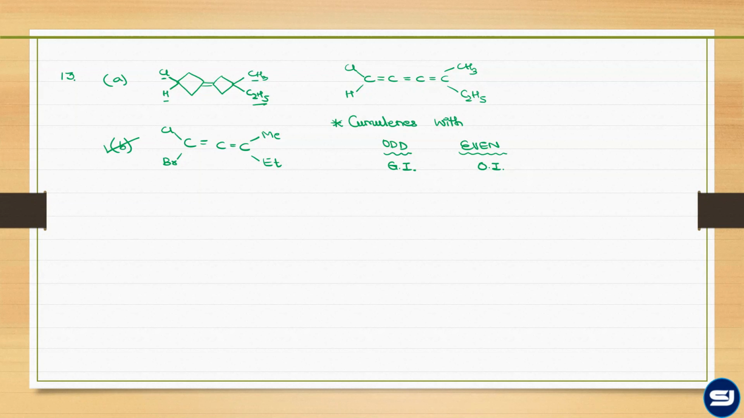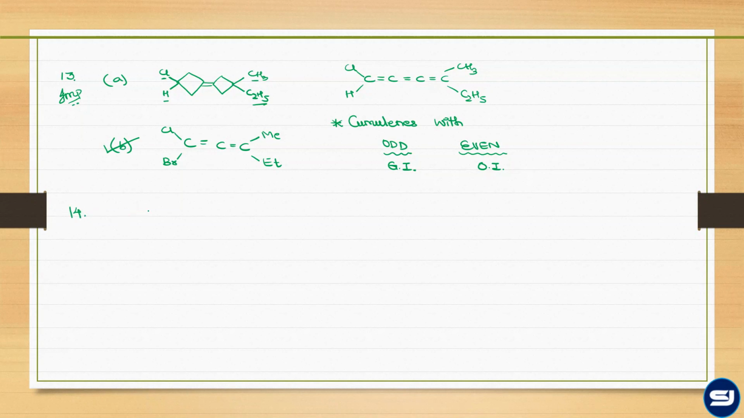Is this point clear? Yes, sir. So there is one addition to the concept of the cumulenes: instead of the double bonds, you have a cyclic ring which has the same DU as the double bond, and the same funda is applied. It is similar to the cumulene. If there are odd number of rings, then it will show GI. Even number of rings, it will show OI. Fine.